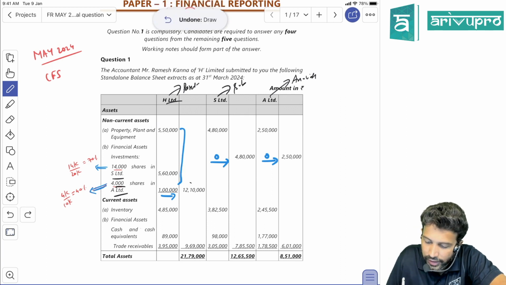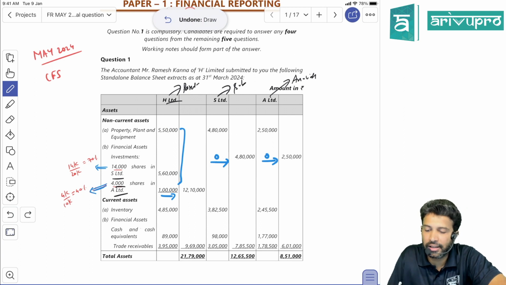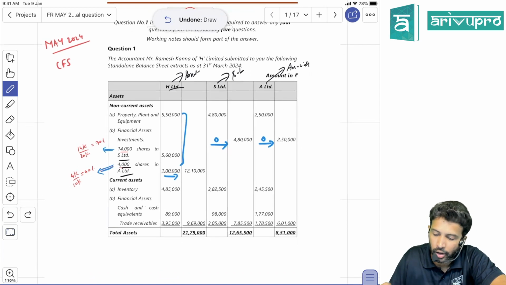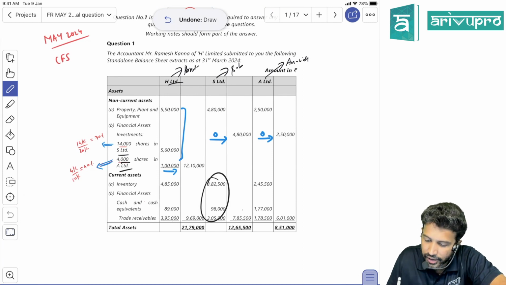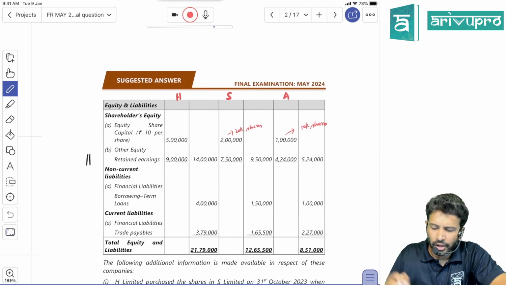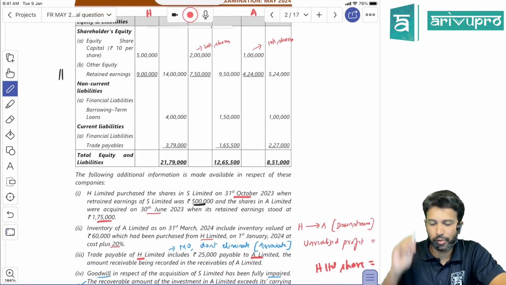So these are all additions. Adding all these three, you'll get 12,10,000. Similarly, 4,80,000 plus 0 will give you 480. As investment, subsidiary company S Limited doesn't have any investment, and the associate also doesn't have investment. Adding these two, they've shown 250 over here. The same way they have done this also. Current assets, they've added all and made this total. These three added will give you 785. Like that they have totaled, so that is fine. We have retained earnings they've given, that's fine. So it's a usual balance sheet, nothing much fancy. We have only one reserve.